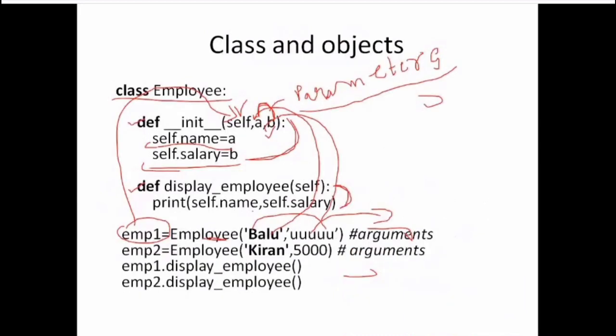So, what does this mean? See here. So, this is binding. What is the meaning of binding? When I say self.name is equal to A, what does it mean? The Balu will be bound with that particular attribute called name. Correct? Is it not binding?